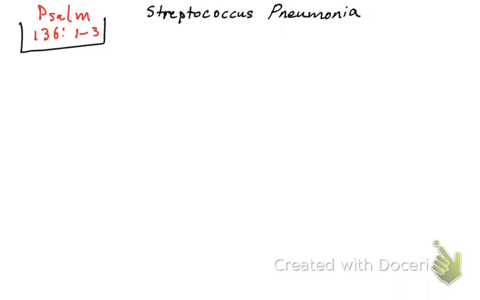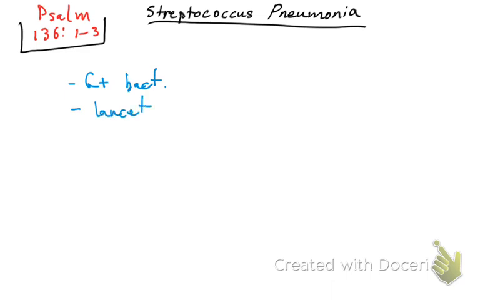Now, we are going to be talking about Streptococcal pneumonia. So we're going to give some important points about Streptococcal pneumonia. First, we can mention that Streptococcal pneumonia is a bacteria, and this bacteria is a gram-positive bacteria. Also, the shape basically is a lancet shape.